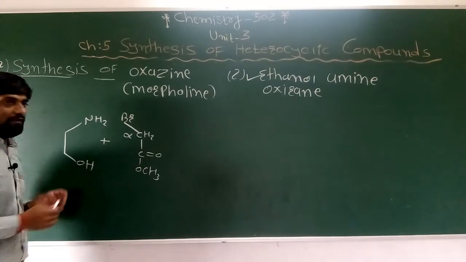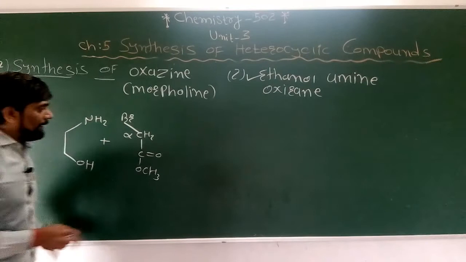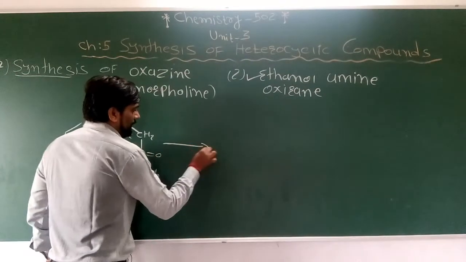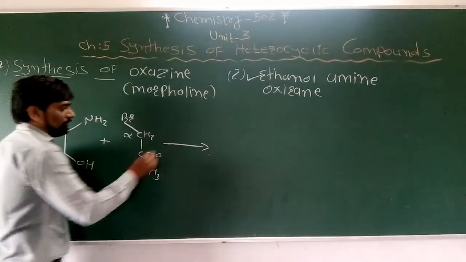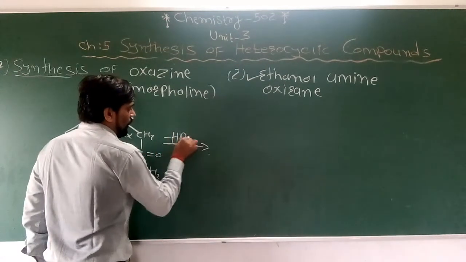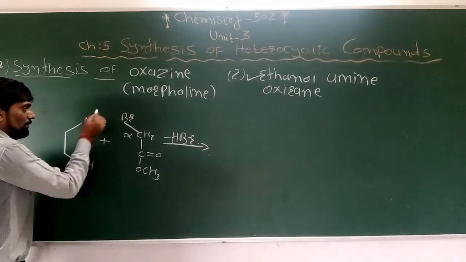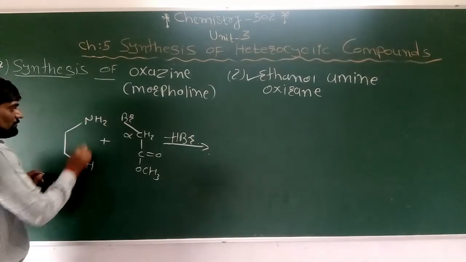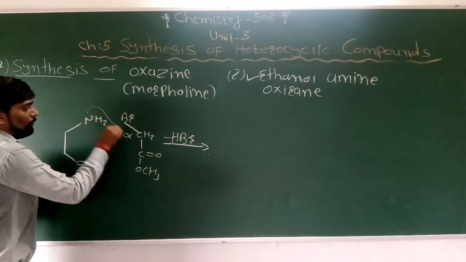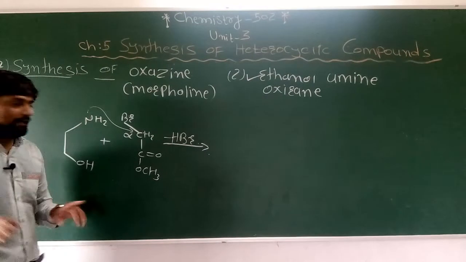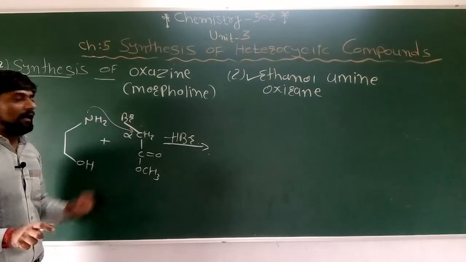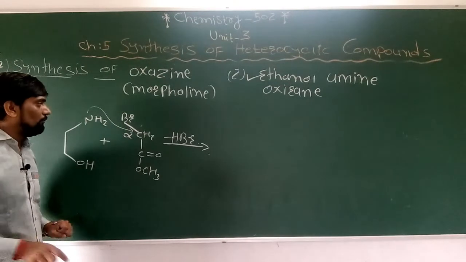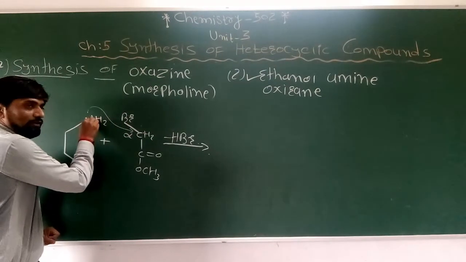Whenever this compound reacts with ethanolamine, what happens? Very simple. Here H plus, here Br minus, so total HBr will be removed. Here the nitrogen will donate electrons toward this carbon. At that time this nitrogen has a positive charge, and Br negative will be removed.